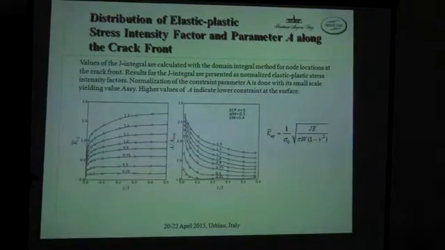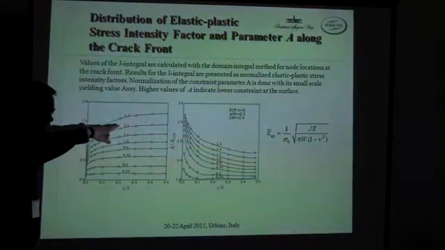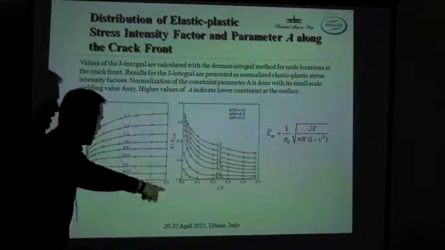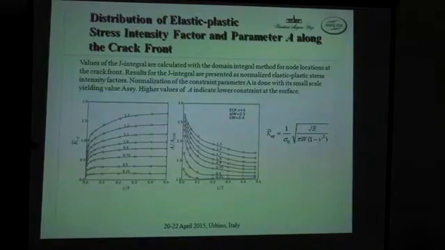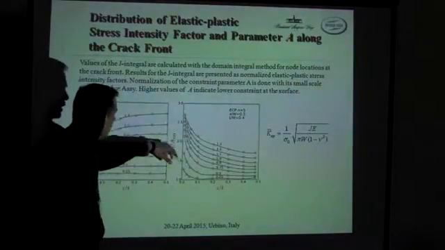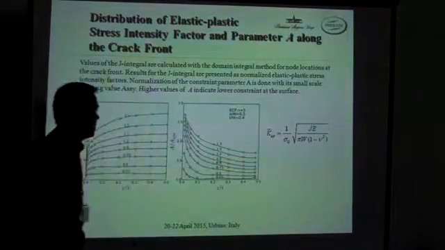So it can be seen that the elastic stress intensity factor normalized by load will increase from surface to mid-plane of specimen. In contrast to stress intensity factor, A parameter decreases from surface to the mid-plane.